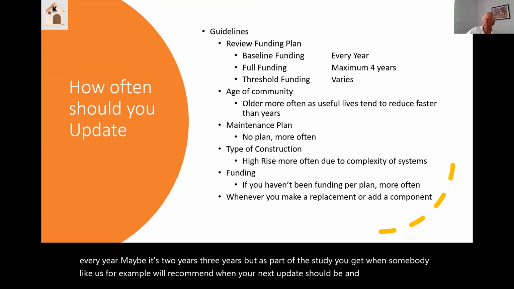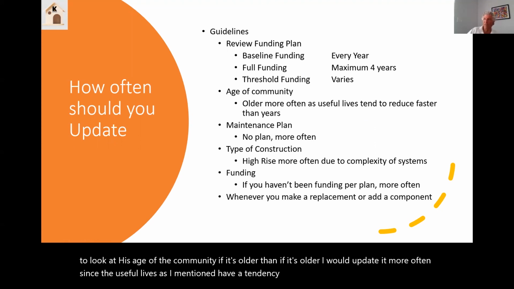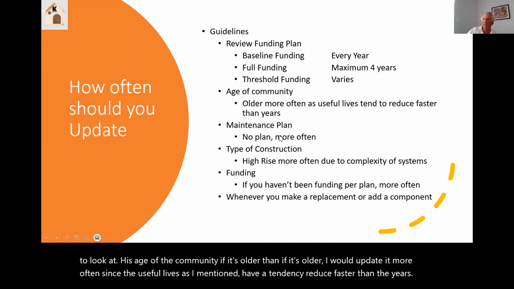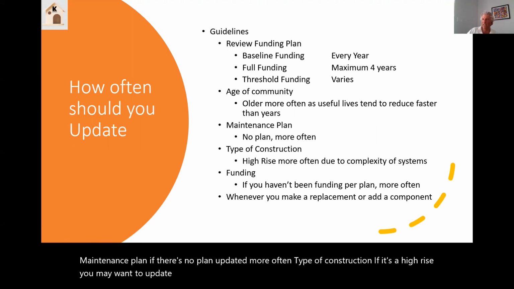Other things to look at is the age of the community. If it's older, I would update it more often since the useful lives, as I mentioned, have a tendency to reduce faster than the years. Maintenance plan. If there's no plan, update it more often. Type of construction. If it's a high rise, you may want to update it more often due to the complexity of the systems. Generally, high rises are updated more often.